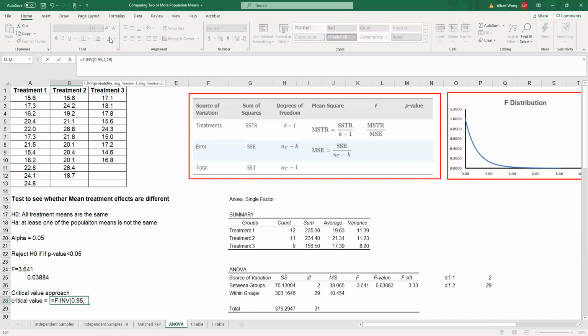Okay. Now, why is it 0.95? Because you're looking at the upper tail. So if this tail is 0.05, then this is 0.95, right? So you use 0.95. You get 3.33, which is exactly the same as what Excel would give you, 3.328.